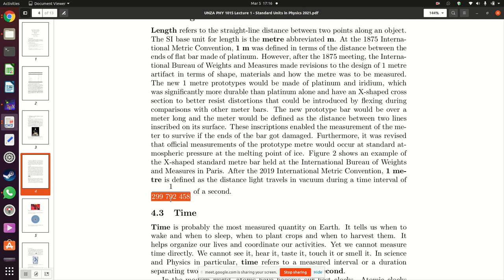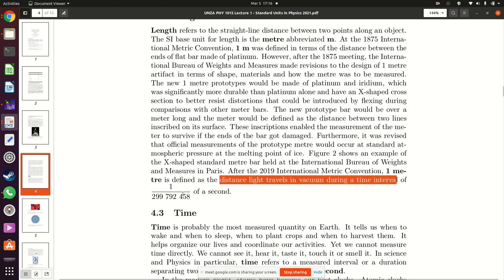So a decision was made to define the meter as the distance light travels in vacuum during a time interval of 1/299,792,458 of a second.